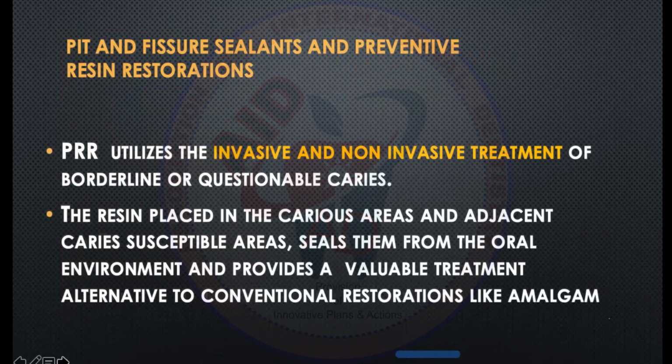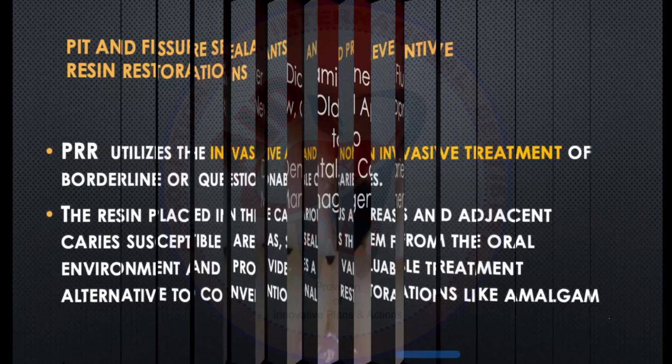So the basic principle of application of pit and fissure sealant is that you want to seal off the pits and fissures which are infected from the rest of the oral environment. Once it is separated from the oral environment, the bacteria which are causing any infection cannot get a food supply, and ultimately those bacteria are going to die, and the caries arrest will be there. So that is the rationale.